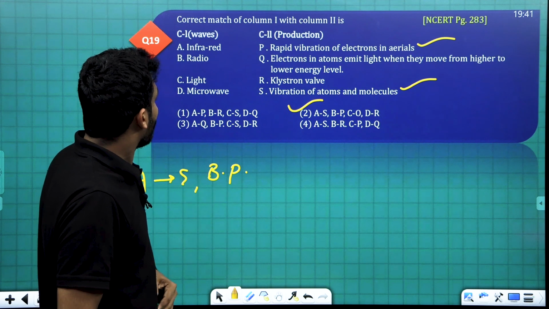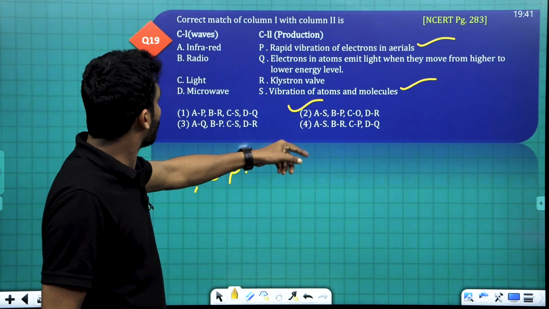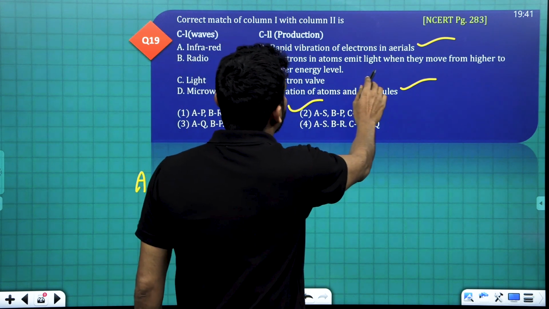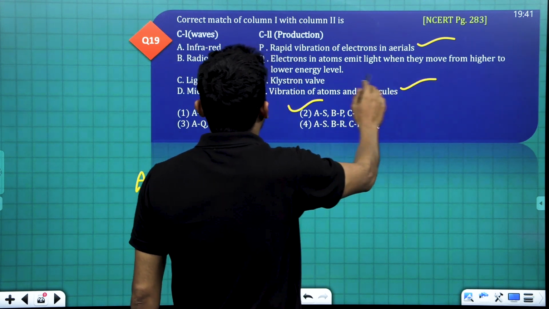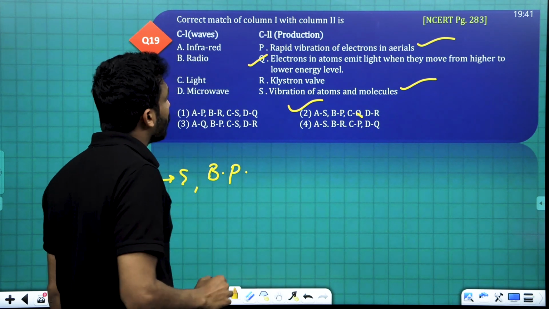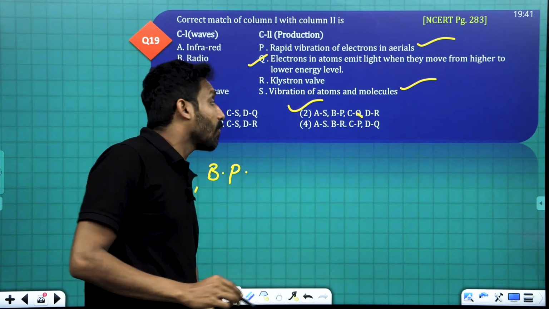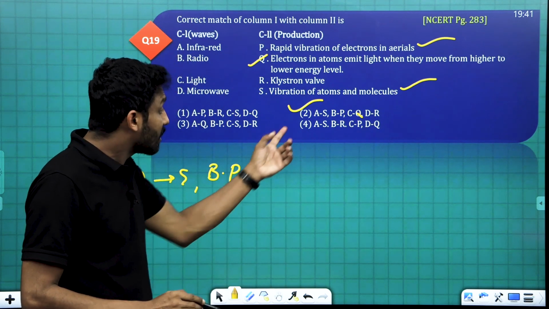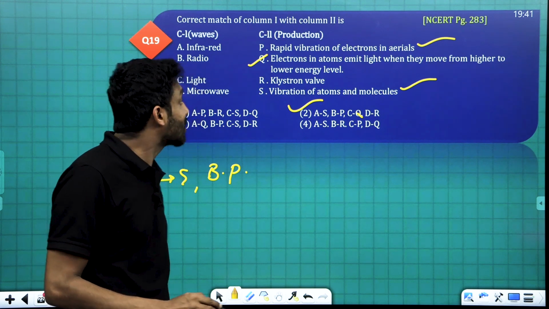Then light, that is Q. Electrons in atoms emit light when they move from higher to lower energy level. Then microwave, klystron valve. Microwave is produced by klystron valve. So the answer is option B. The second option is the correct answer.